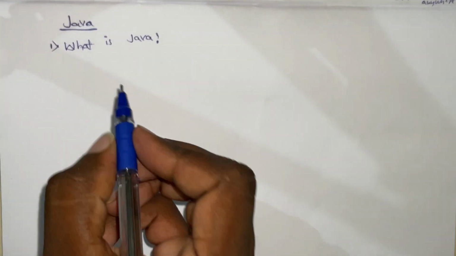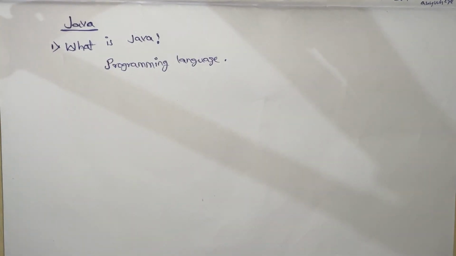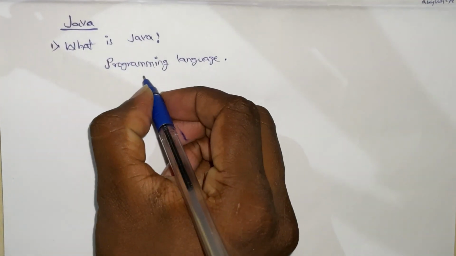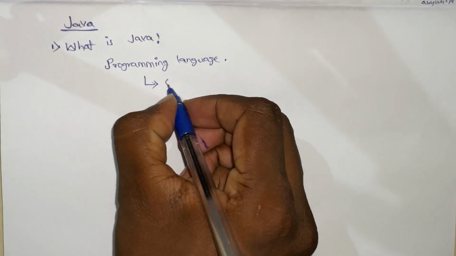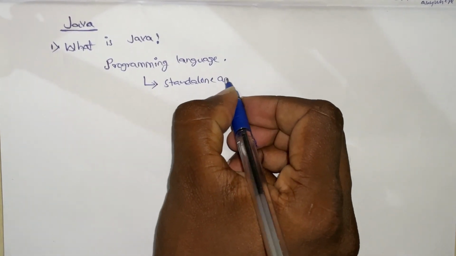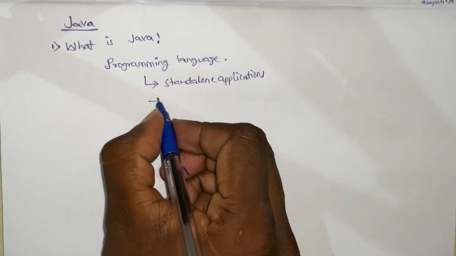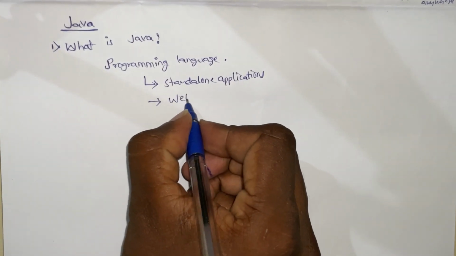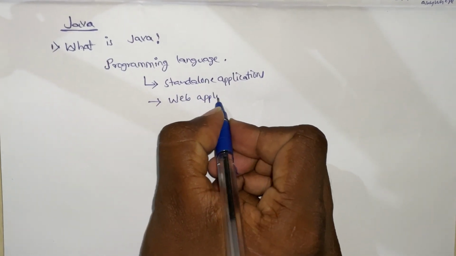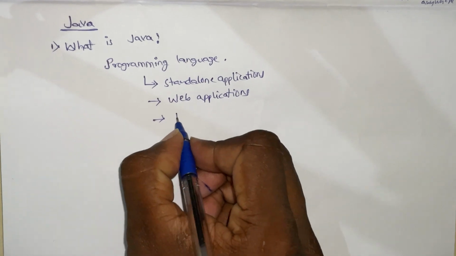So Java is a programming language. Using this Java, we can create standalone applications as well as web applications. Nowadays, we can also create microservices.